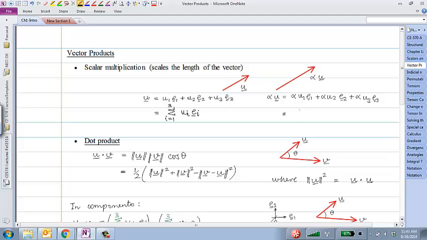So I could write alpha outside, or I could just say that it is the sum over i equal to 1 to 3 of alpha ui ei. Essentially, alpha is multiplying each and every one of those scalar components, scaling the entire vector by that amount alpha. If alpha is negative, the vector changes direction. If alpha is less than 1, the vector shortens. If alpha is greater than 1, the vector elongates, right? So no worries about that.